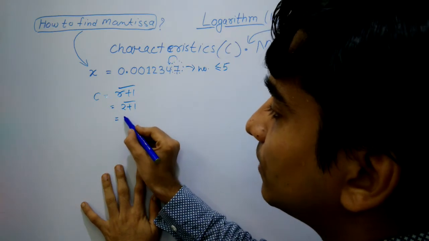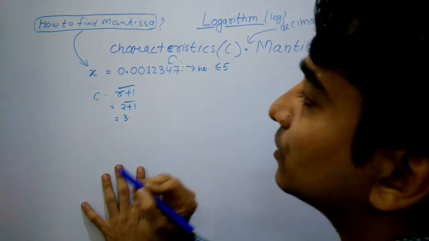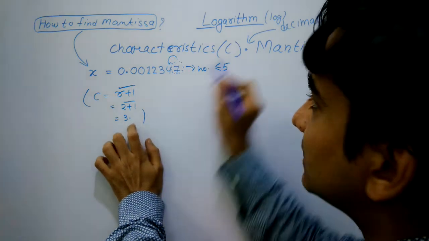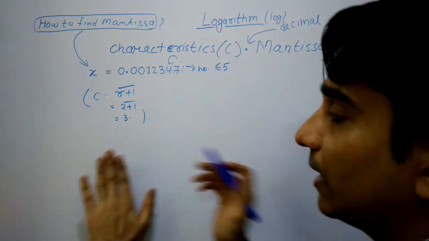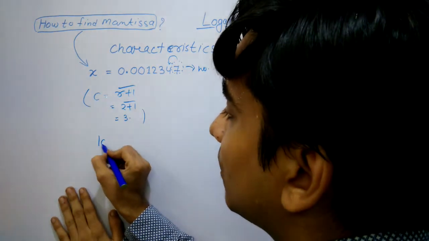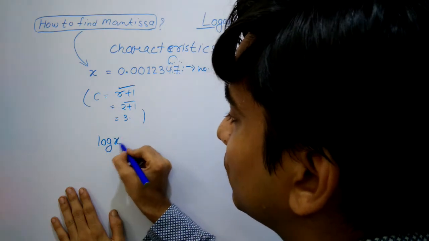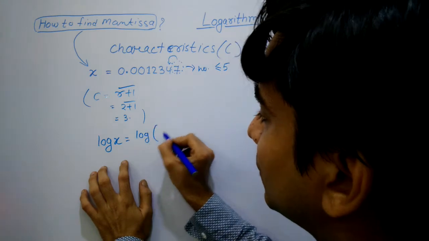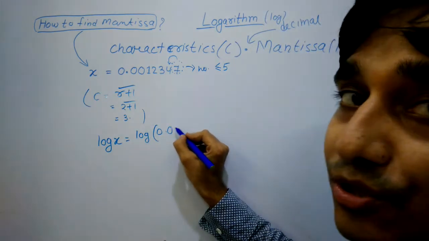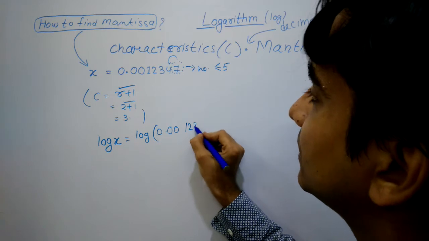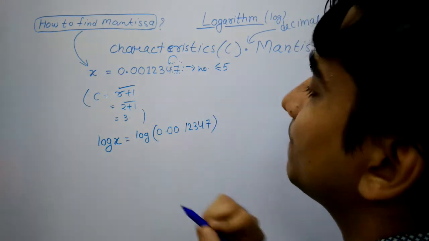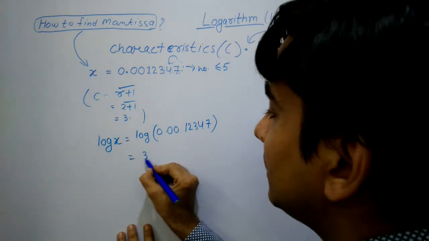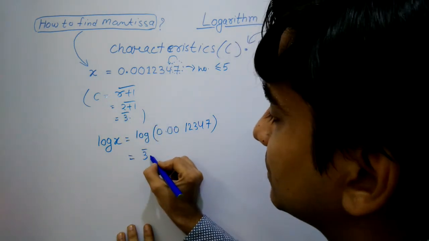So what is the total number? 3 bar. Okay, so for that one I got 3 bar point decimals, which is the mantissa. So the mantissa is a part of that. So you have to find out the log for this one. Log of x is equal to what? Log of x is equal to, you have to put the formula, log of 0.0012347. Okay, log of this one I got what? 3 bar. 3 bar, it is this one.